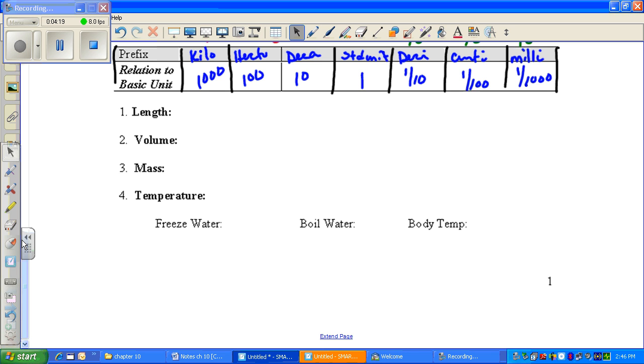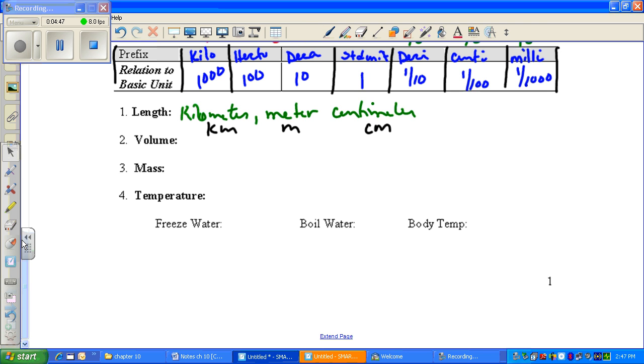So if we're talking about length, we are in meters. So we have the kilometer. Our standard unit is the meter. And obviously we measure a lot in centimeters and in millimeters. These obviously have abbreviations. Kilometer, meter, centimeter.